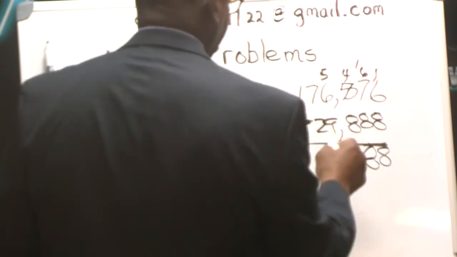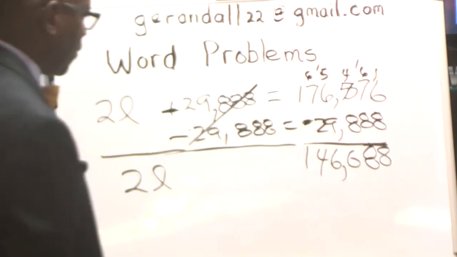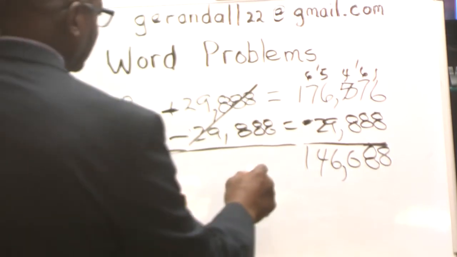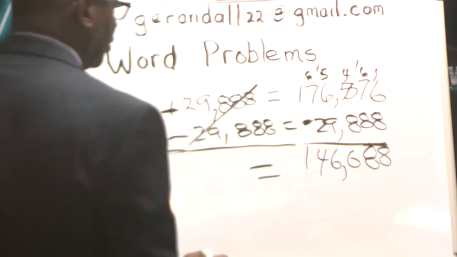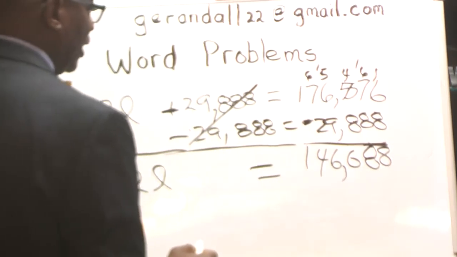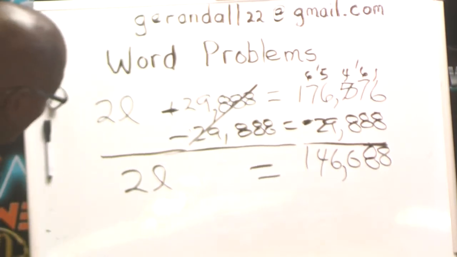8. This becomes a 6. Borrow again. That becomes 1. 8. 6. That's a 5. Borrow again. 6. That becomes 6. 4. Now you got 2L, which is 2 times Longview, equals 146,688.